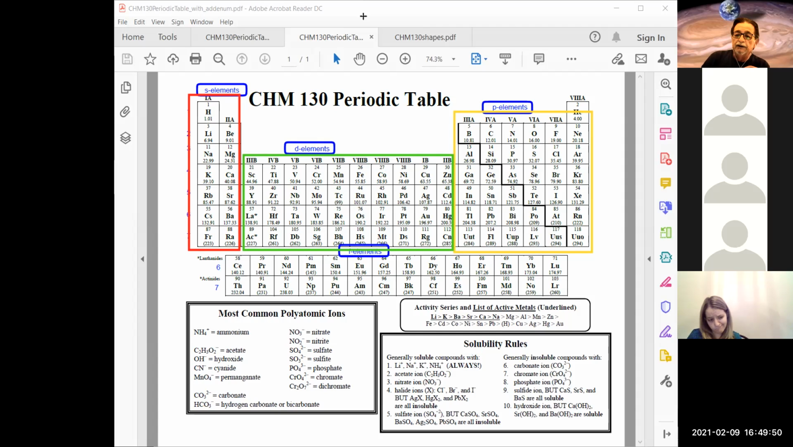All right. And then finally, make sure you're a different color. Going from here, starting with 58 across. Think of those guys as the F elements. And if you count those, you're going to find 14 columns. Okay. So the S has 2 columns. The P has 6 columns. The D has 10 columns. And the F elements have 14 columns.